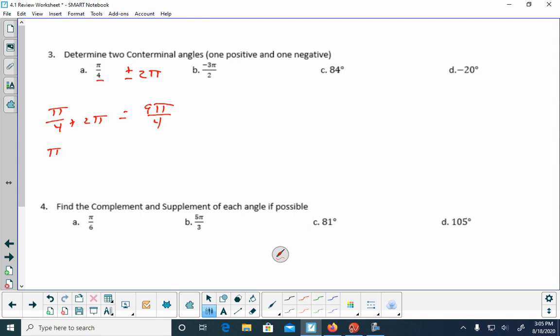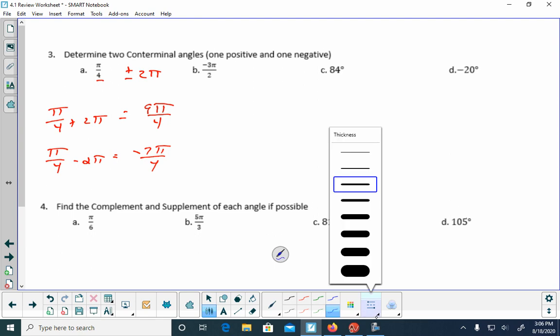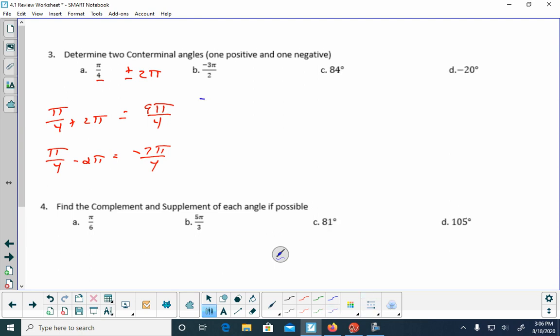And then I'm going to take pi over 4, and now I'm going to go clockwise, so I'm going to subtract 2 pi. When I do that, I get negative 7 pi over 4. So I have one positive, one negative, so that question's done. For B, I have negative 3 pi over 2, so I'm going to add 2 pi, and when I do that, I get a positive pi over 2. Negative 3 pi over 2 minus 2 pi, and when I do that, I get negative 7 pi over 2.